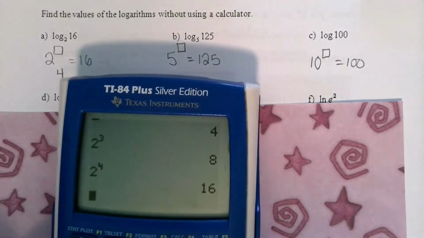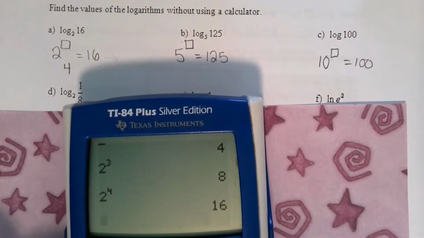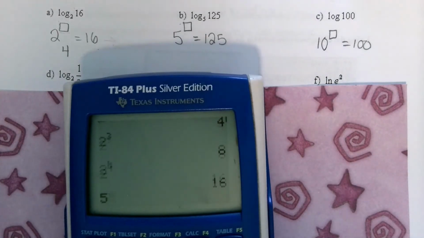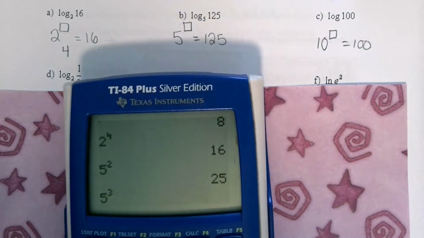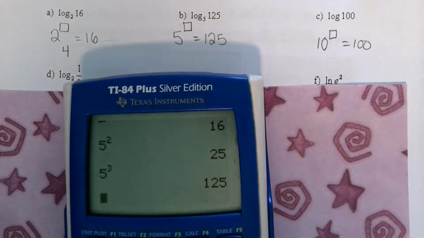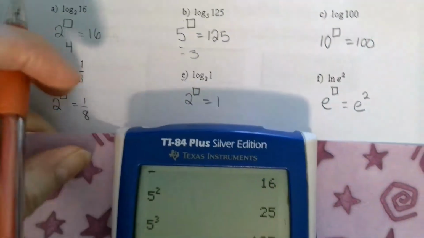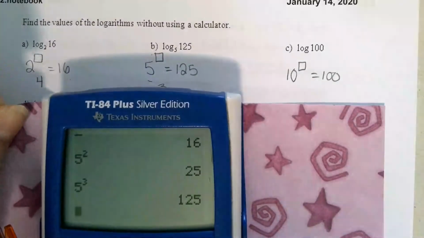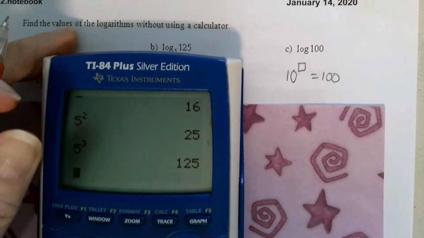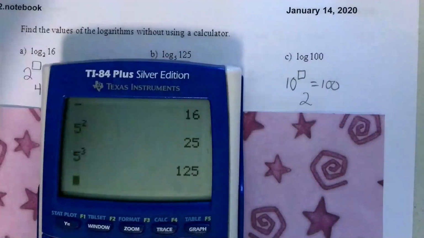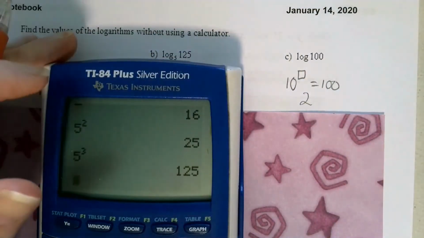Now let's look at the next one. Log base 5 of 125. So now I want to try different numbers. 5 squared, 5 cubed is 125. So that means this would be 3. Now I want 10 to what power is 100. Well, I know 10 to the first power is 10, but 10 squared is 100, so my power there would be 2.